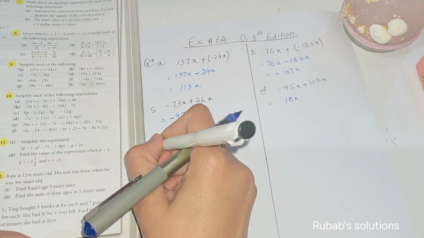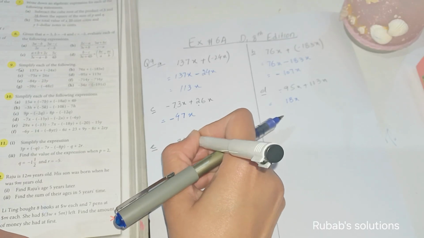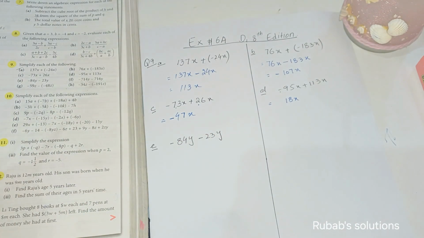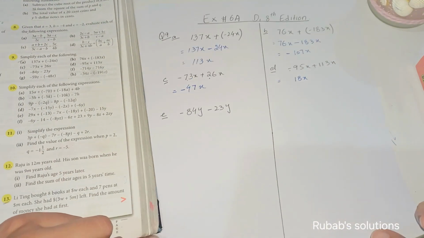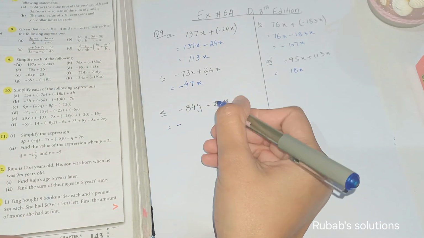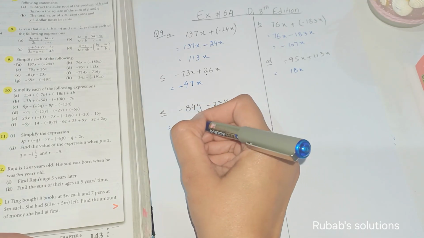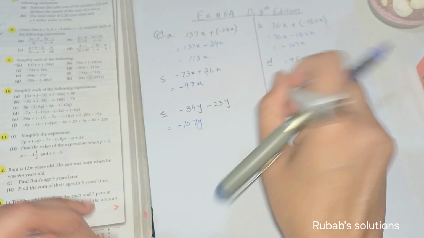Moving towards the next question, part E, and part E is minus 84y minus 23y. So minus and minus, I told you when the signs are same, we have to do the addition, but over here the sign will be minus because both numbers contain a minus sign. Minus 107y.